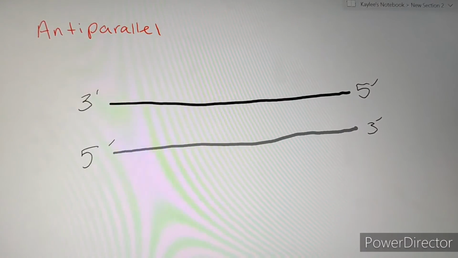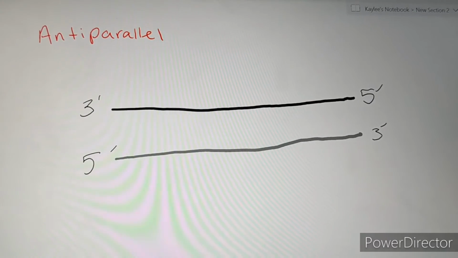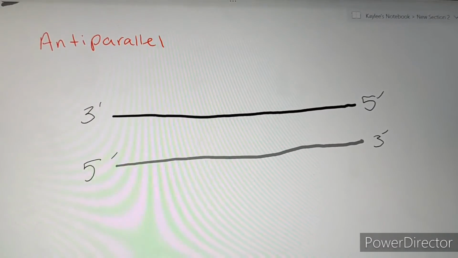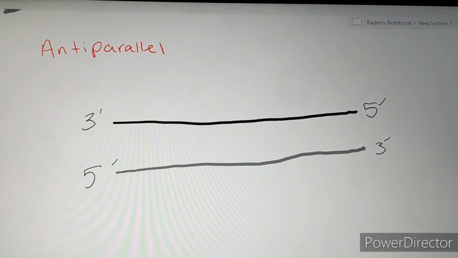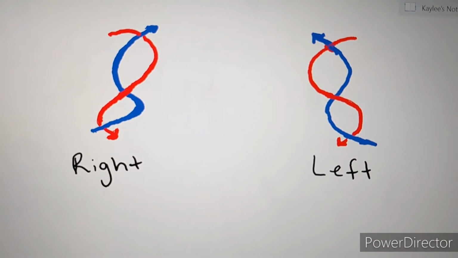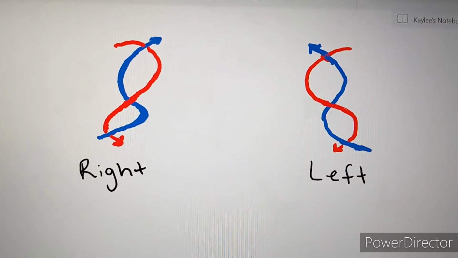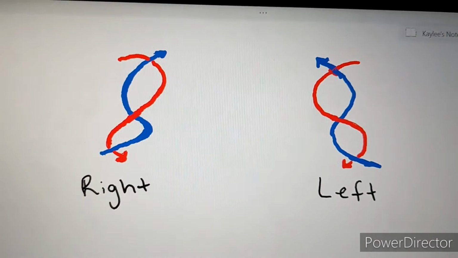DNA is also arranged with one strand going from the 3' end to the 5' end, and the second going from the 5' end to the 3' end. This is called anti-parallel. DNA also has handedness, which is determined by the direction of the helix. DNA is mostly right-handed, as seen on the left.